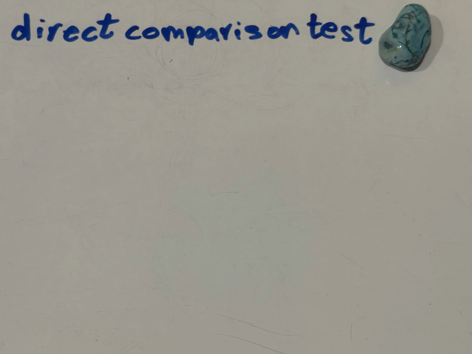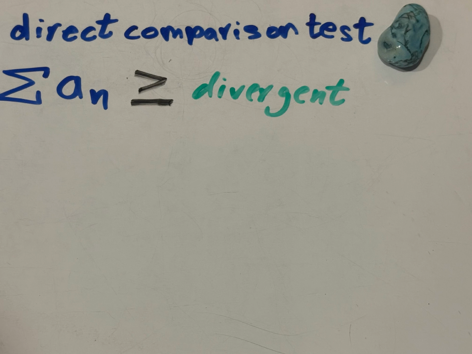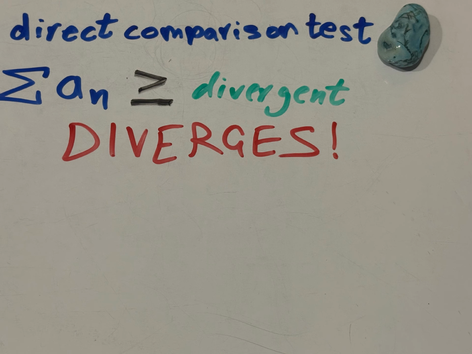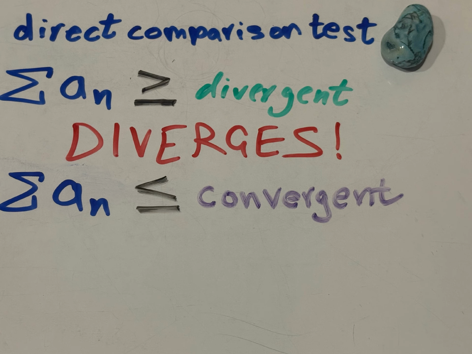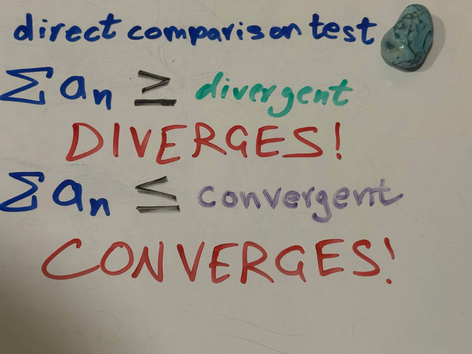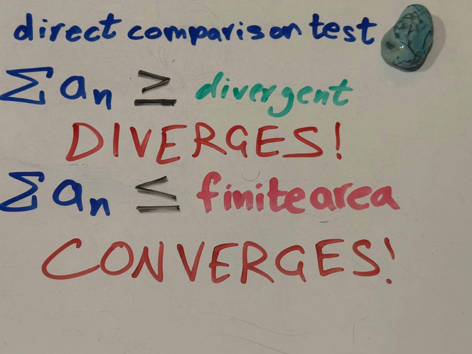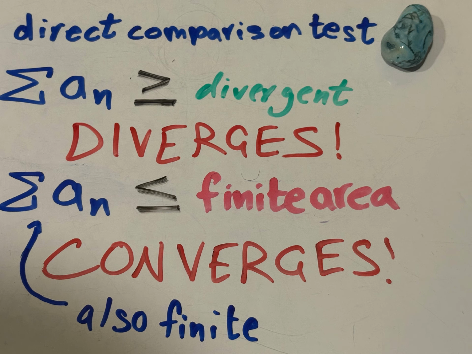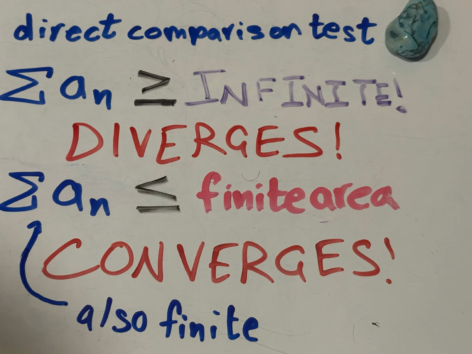It takes advantage of a relatively intuitive idea. That idea being, if a series is larger than a diverging series, it diverges, and if a series is smaller than a converging series, it converges. This idea can be explained with area. Converging series have a finite area, so a series that's less than it will have a lower area that's also always finite.